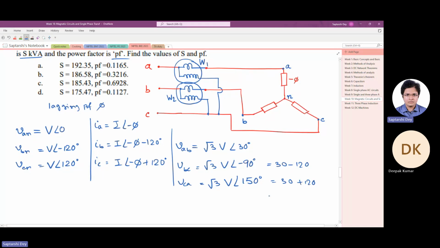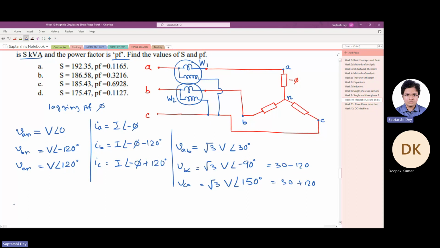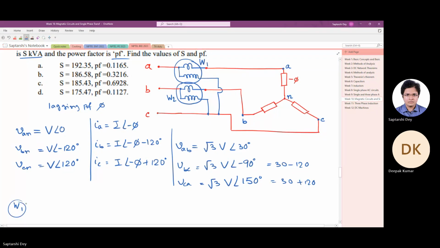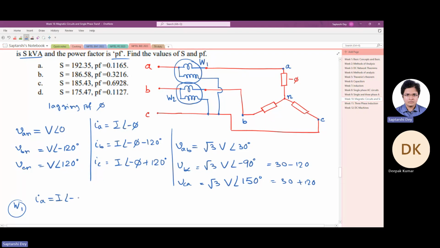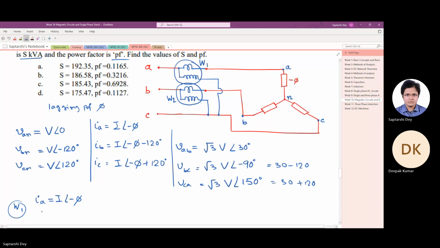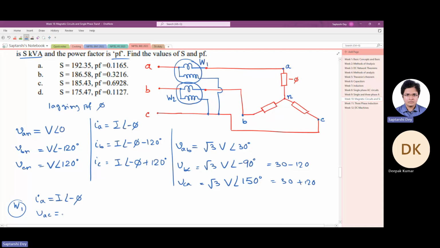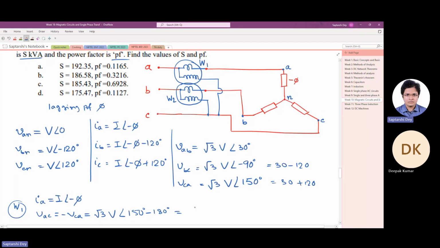Okay. Now we will find out what is wattmeter 1 seeing. Now if you look at it from wattmeter 1's point of view, it sees the current IA, which is I angle minus phi. And what voltage does it see? The voltage that it sees is VAC, which is minus VCA. We have VCA here. So the voltage that it sees is root 3V angle 150 minus 180. Minus means 180 degree phase shifted. So root 3V angle minus 30 degree.